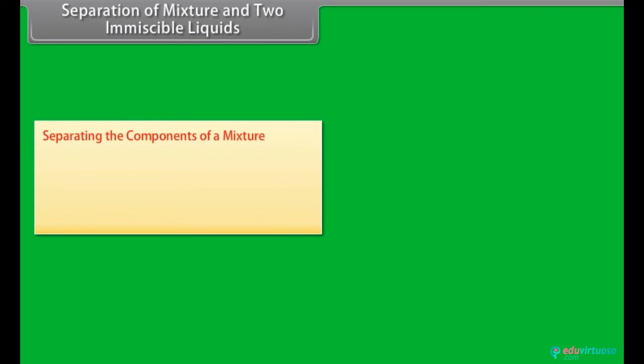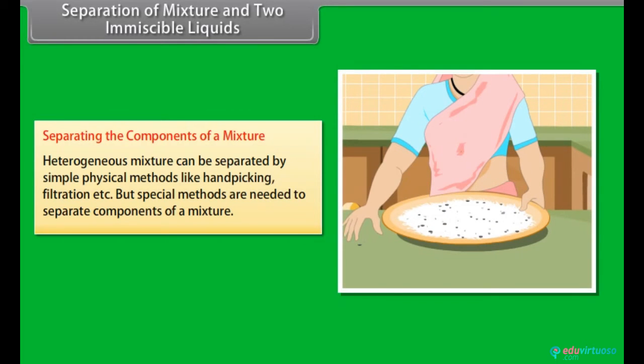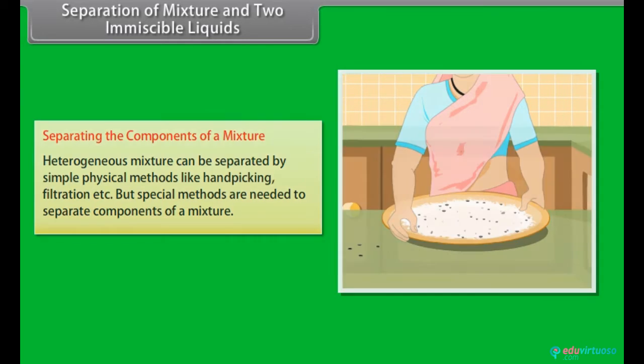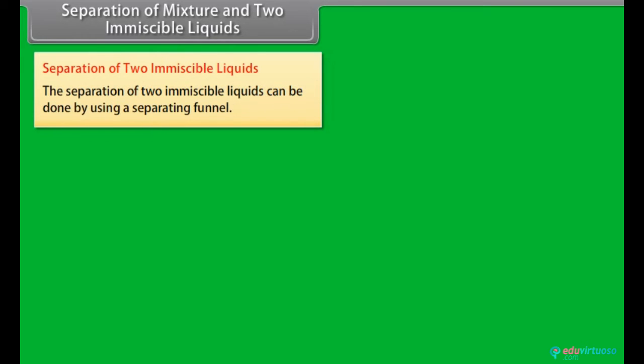Separation of mixture and two immiscible liquids. Separating the components of a mixture. Heterogeneous mixture can be separated by simple physical methods like hand-picking, filtration, etc. But special methods are needed to separate components of a mixture. Separation of two immiscible liquids. The separation of two immiscible liquids can be done by using a separating funnel.